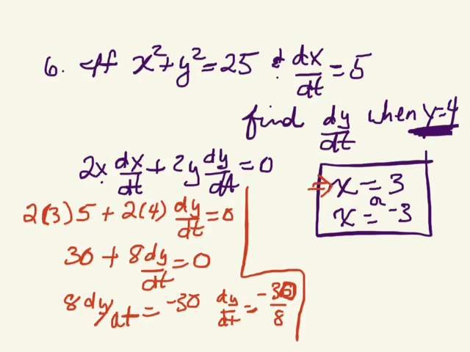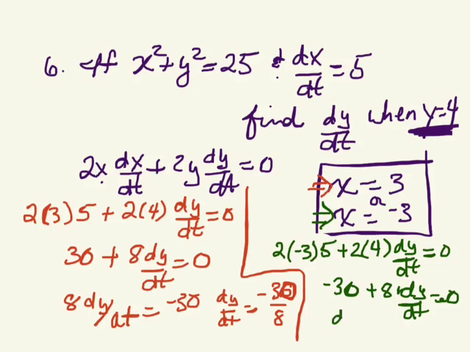And this next one, if we consider when x is -3, we'll do exactly the same thing. However, I believe that the only thing that's going to be different is that the sign's going to be different. So I've got 2 times -3, 5, plus 2 times 4 dy/dt equals 0. I can't really fit it here. Let me pull it back a little bit. Okay, there we go. Calculation, you'll see that dy/dt is equal to, move the -30 over, it's +30 over 8.